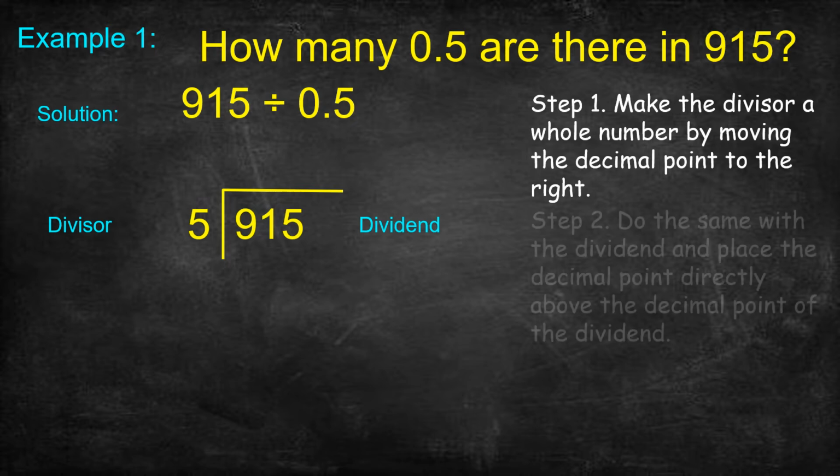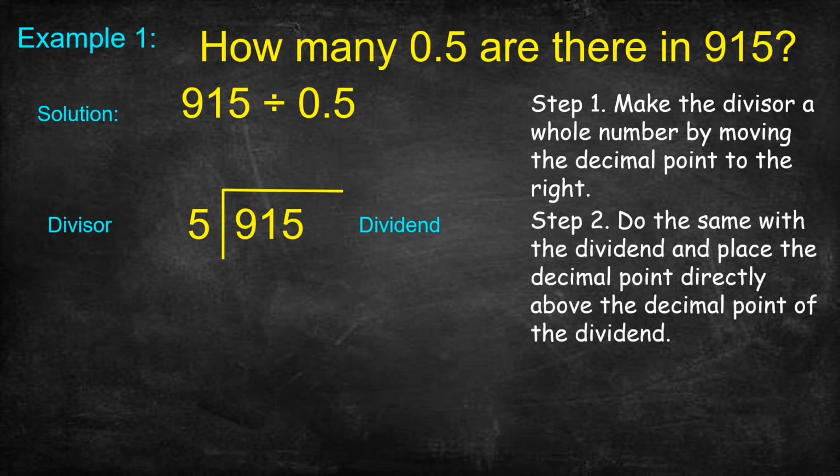We are going to change our decimal into whole number by moving the decimal point to the right. And then for our step number 2, do the same with the dividend and place the decimal point directly above the decimal point of the dividend. So kung ano daw yung ginawa natin kay step number 1 sa ating divisor, ganun din ang gagawin natin sa ating dividend. And then, kung nasaan yung pwesto ng ating decimal point, ay itatapat natin directly sa ibabaw ng ating dividend. So, again, dahil isang beses natin minove ang ating divisor, ganun din ang gagawin nating move sa ating dividend. But take note, this is a whole number. 915 is a whole number.